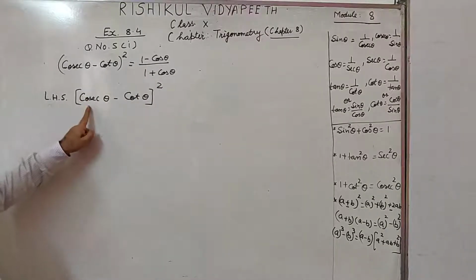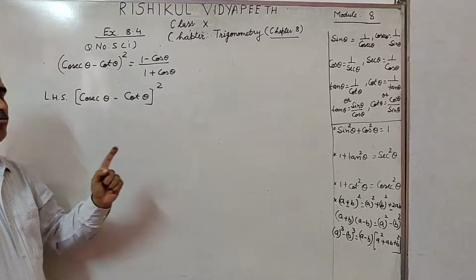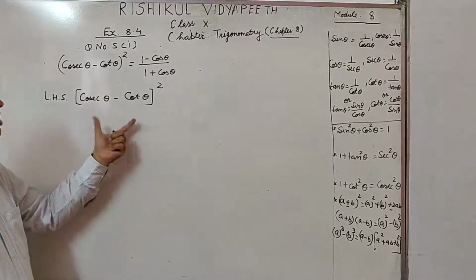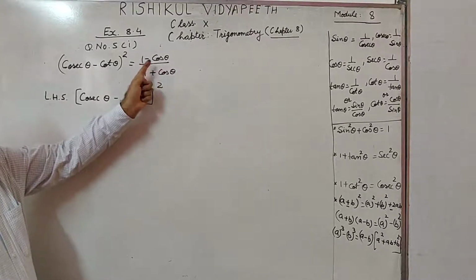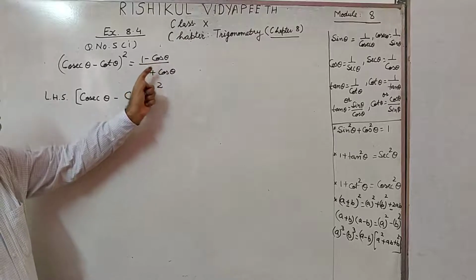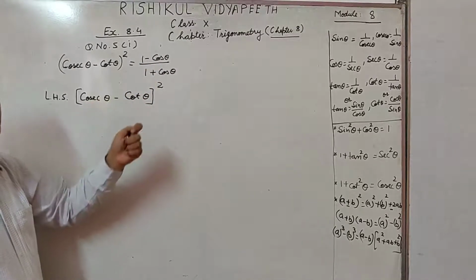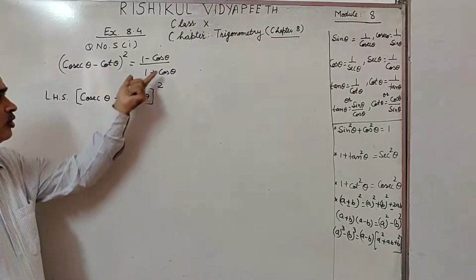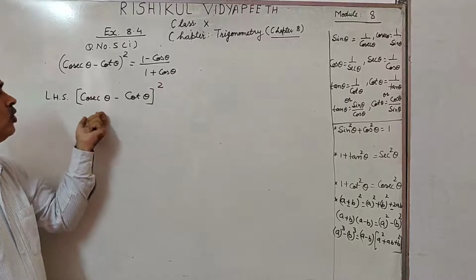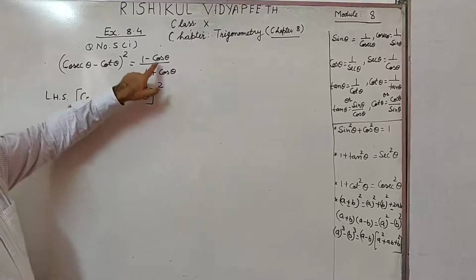Any child can say, sir, we can start with a minus b whole square, but no, beta. You always see RHS, where we want to go. Here we require 1 minus cos theta, 1 plus cos theta. If we apply a minus b whole square, it will become a square plus b square minus 2ab. The 2 will come, not required. So why should we go in that way? So what is this now? Here we have to go to cos.